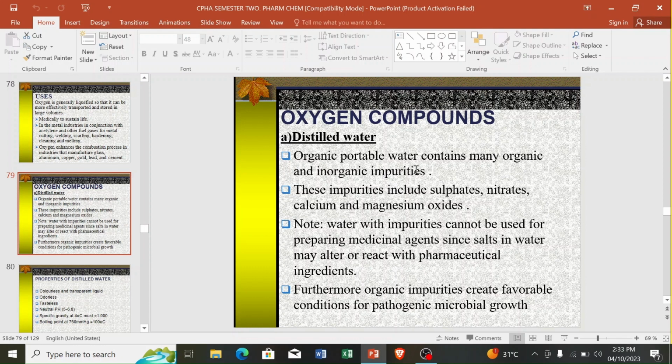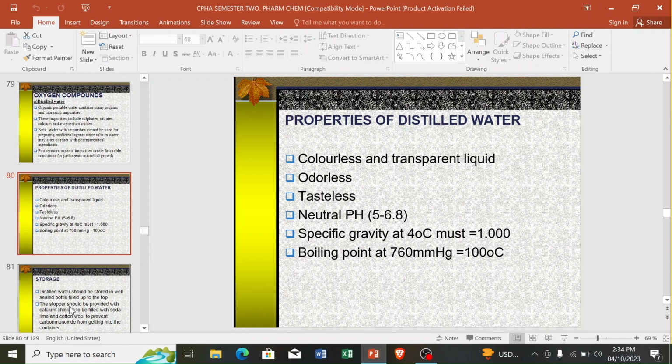So for us to have water that we shall use for pharmaceutical preparations, we need to make sure that it is free of organic and inorganic impurities. So we have to make sure that impurities like the chlorates and the carboxylic compounds are not in the water, as well as the inorganic ones, the sulfates, the nitrates, the calcium, and magnesium oxides, should not be present in our water that is intended for use. That is the brief introduction that we needed to know about water.